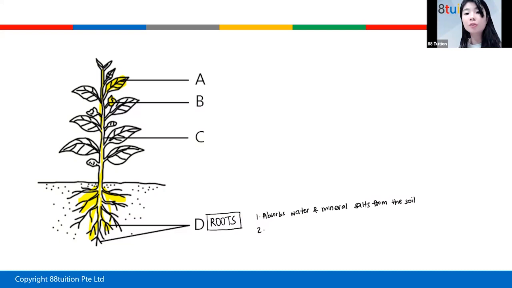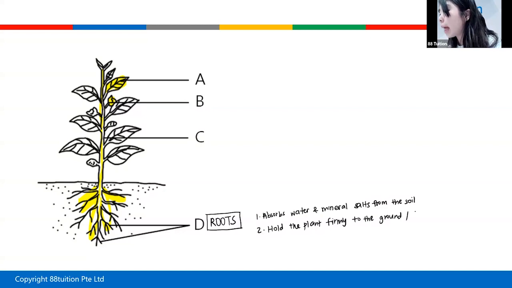Caden, what's the second function of the roots? To anchor the plant. So I basically want to write, hold the plant firmly to the ground. Or what Caden said, anchor the plant. Caden, you need to say anchor the plant to the ground, okay? So these are the two functions of the roots. Are we clear, Lucas? Good.